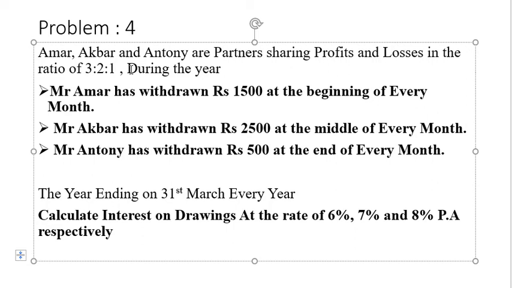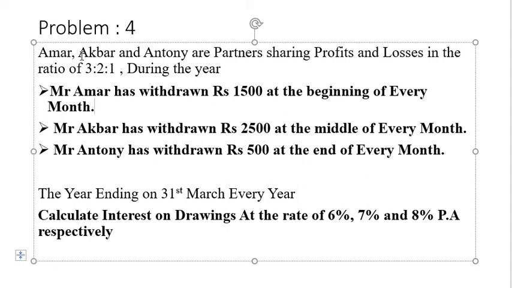Now the condition is saying that during the year, Mr. Amar, the first partner, has withdrawn rupees 1500 at the beginning of every month. Beginning of every month means 1st April, 1st May, 1st June, 1st July, the 1st of every month. He is withdrawing rupees 1500.